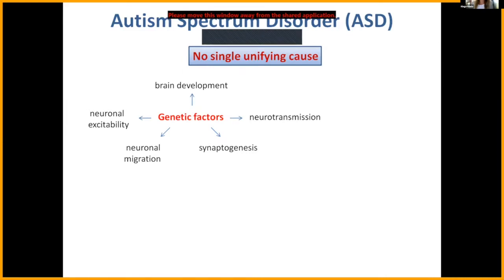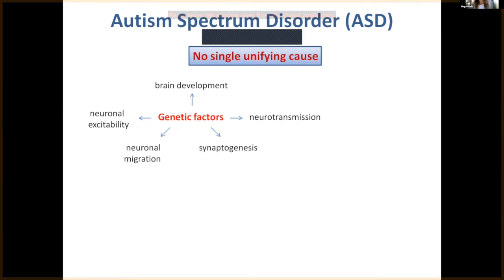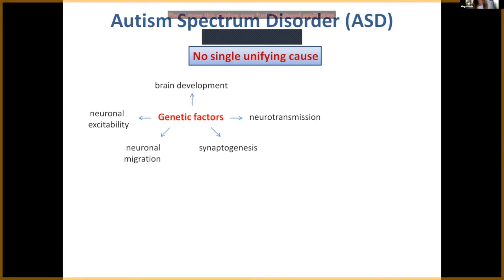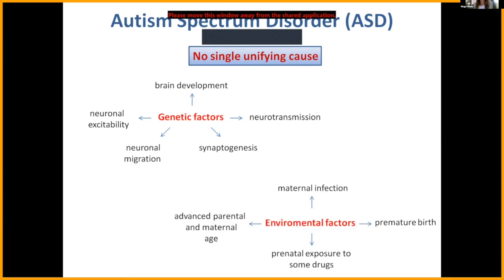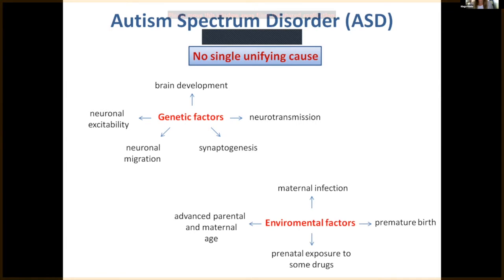Actually, the majority of cases are idiopathic, and here some genetic factors and environmental factors interact and lead to ASD development. Genetic factors associated with ASD development play a role in some processes in the brain, like brain development, neurotransmission, synaptogenesis, neuronal migration, and neuronal excitability. In addition, we have some environmental factors which may lead to ASD development. It is premature birth, maternal infection, prenatal exposure to some drugs, for example, thalidomide or valproic acid, and also advanced age of parents.